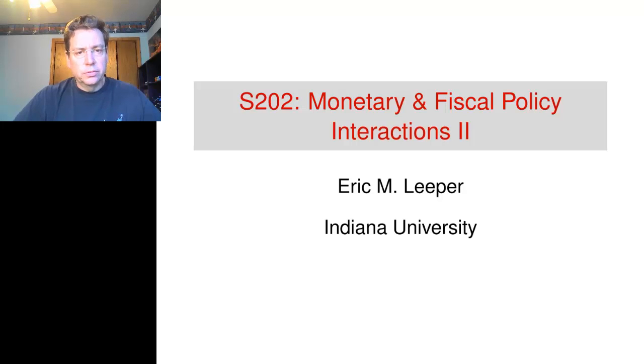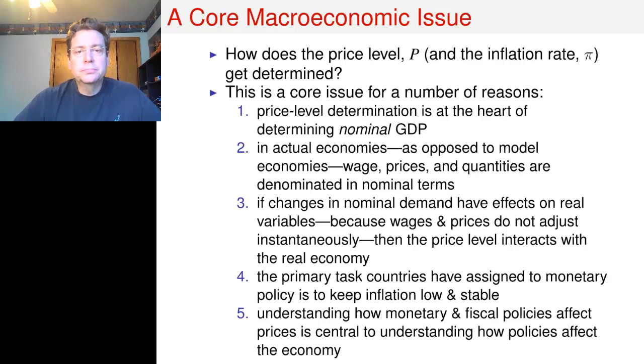We turn now to material that may be the most challenging of the semester, and for that reason, I'm going to take it slowly. So an absolutely core macroeconomic issue is how does the price level, meaning P, and therefore the inflation rate, get determined? Now this is a core issue for a number of reasons.